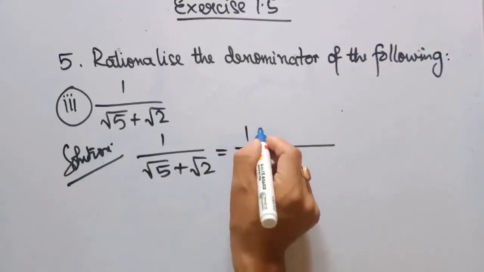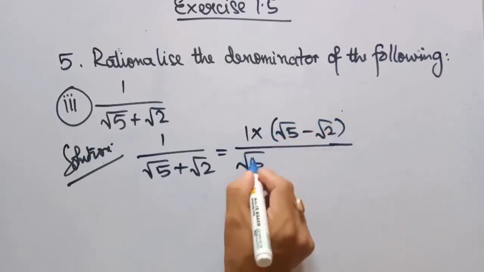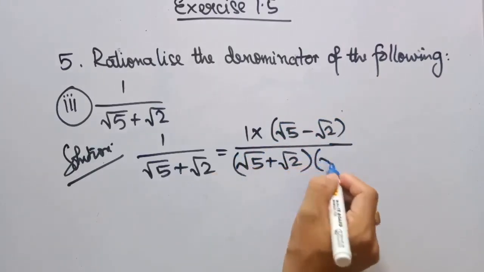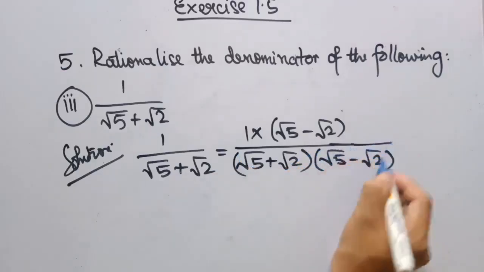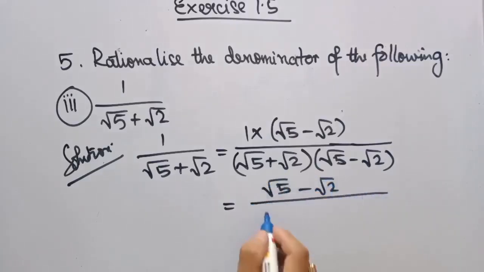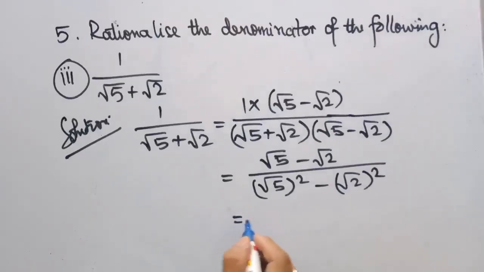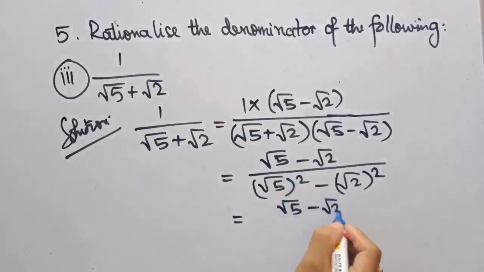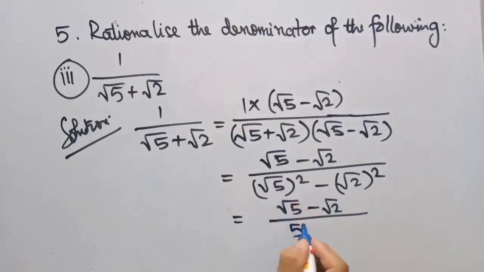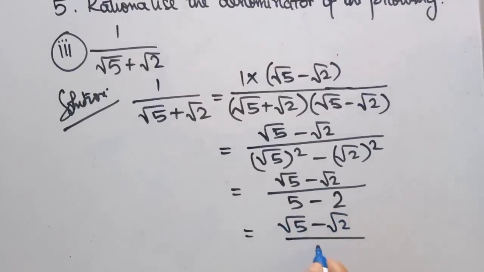Therefore it will be 1 into root 5 minus root 2 over root 5 plus root 2 multiplied by root 5 minus root 2. Numerator will become root 5 minus root 2, then denominator will be root 5 square minus root 2 square, equal to root 5 minus root 2 by, root 5 square is 5 minus root 2 square is 2, equal to root 5 minus root 2 by 5 minus 2 is 3.